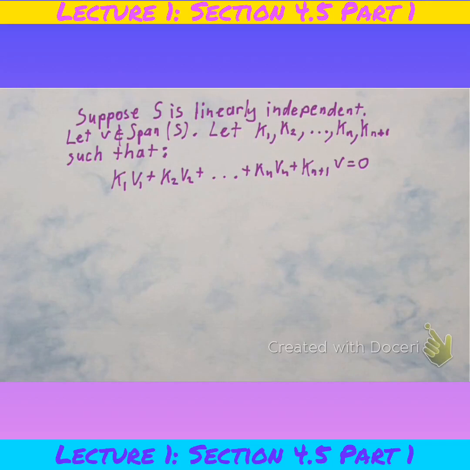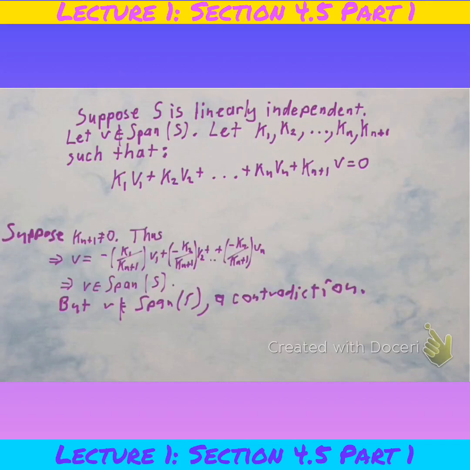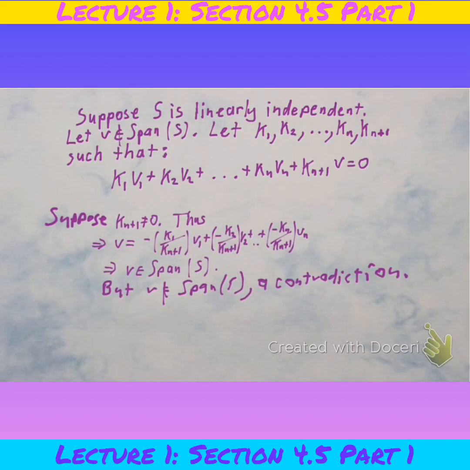Okay, so let's look first at the first case. Let's assume first that Kn plus 1 is not 0. Well, then it turns out that you can solve for V in terms of all the other vectors. V essentially becomes a linear combination of the vectors V1 up until Vn. But this implies that V is in the span of S.